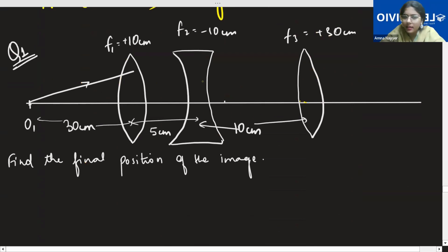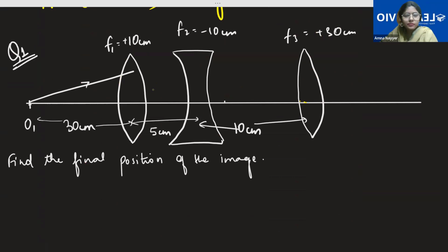This is your NCERT question, back exercise. It's a very good question for the combination of lenses. Pay attention. See, there are three lenses connected. This is a convex lens, focal length plus 10 centimeters. Focal length of a convex lens is positive, concave is negative. So focal length 2 is minus 10, focal length 3 is plus 30 centimeters. Find the final position of the image.